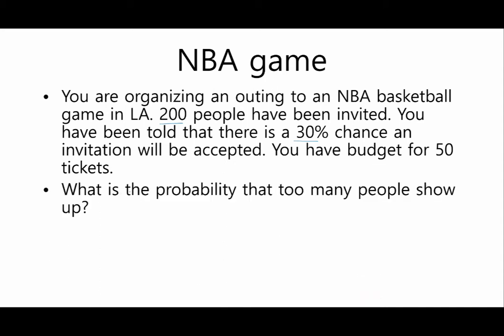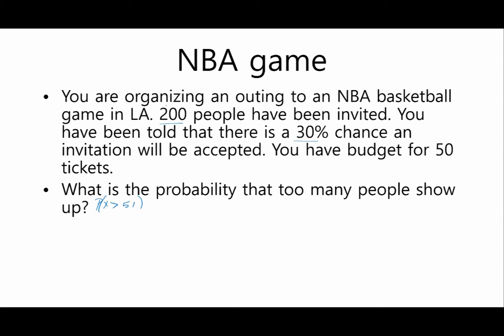First question then was the probability that too many people show up. Well, what would be too many? Well, if we buy 50, it'd be the probability of more than 50 showing up, right? Probability of, let's say, our random variable x more than 51 showing up. How do we establish that?